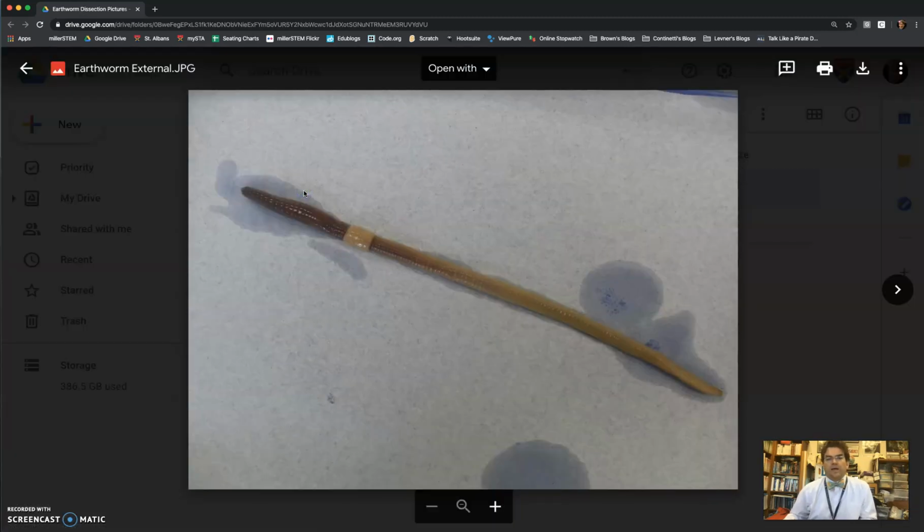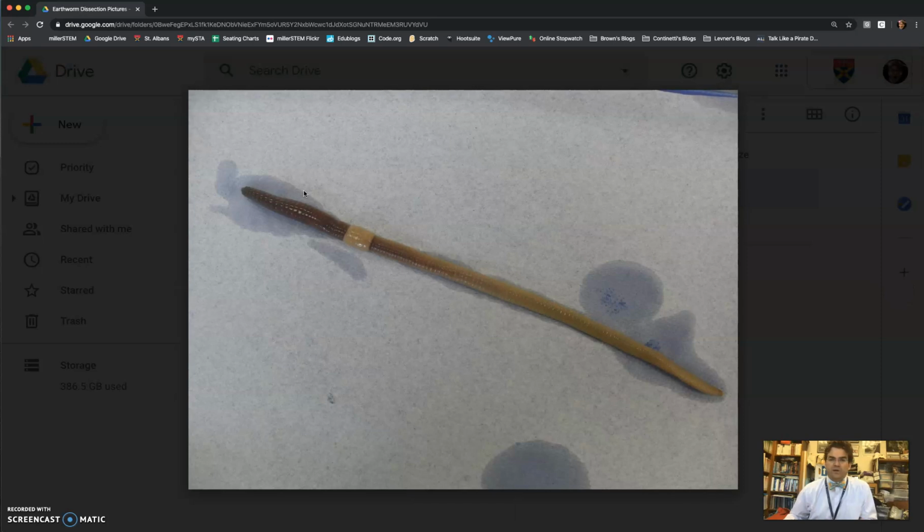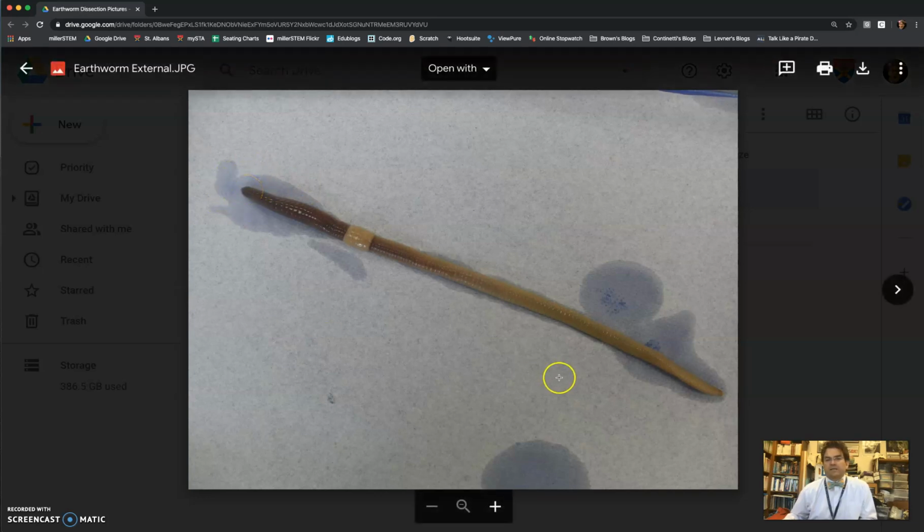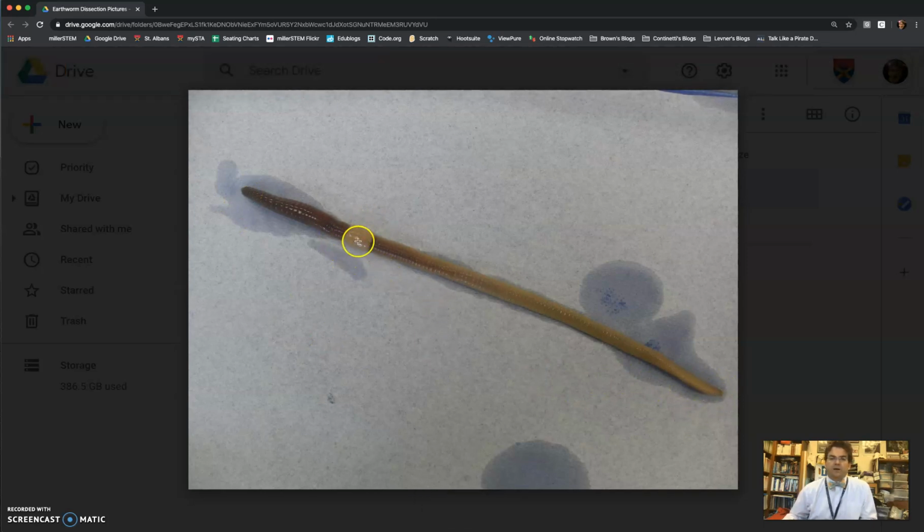So here we're looking at the external picture of the earthworm. There are three things that you need to label on this picture. The first is the mouth, located right in this space. The second is the anus, located in this space. And then the clitellum is located right here.